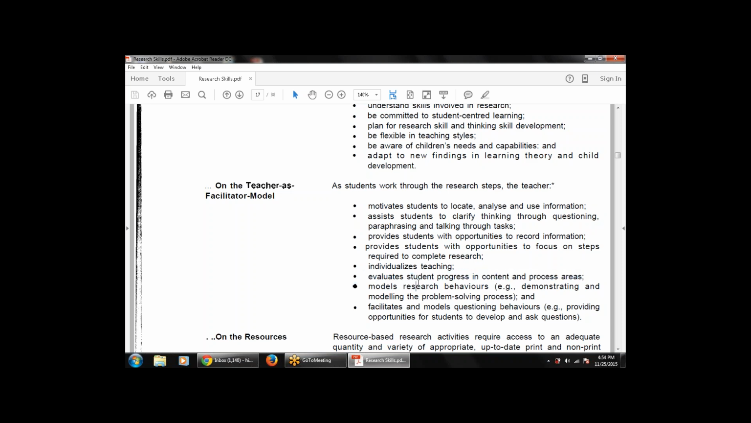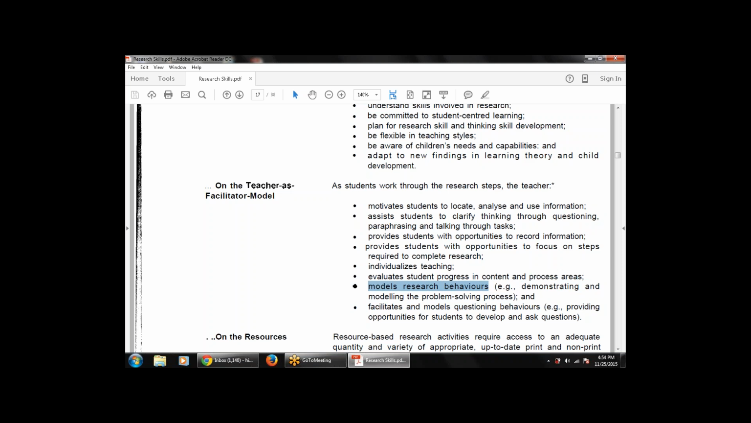Then model the research behaviors. Example, demonstrating and modeling the problem solving process. That is, what is the research behavior? Then facilitate and model questioning behaviors. That means this is also the role of the teacher as a facilitator: the teacher must facilitate and model questioning behavior. He or she, being a teacher, must ask questions of the students on a regular basis so that the flow will be maintained among the students. So facilitate and model the questioning behavior.